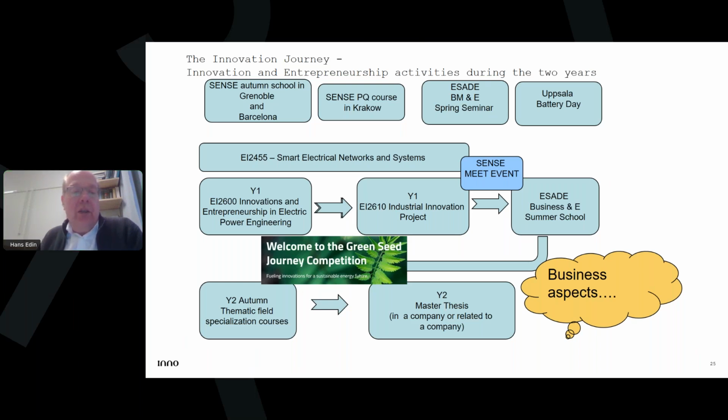In the second year, you study in the autumn mainly new thematic courses where you specialize, and then in the spring semester you do master thesis projects. The master thesis project can also run over the whole year, and it varies a little depending on which university you study at how the master thesis project is executed. In the second year, you also have an opportunity to be part of a Green Seed Journey competition that is organized by InnoMasters Plus.